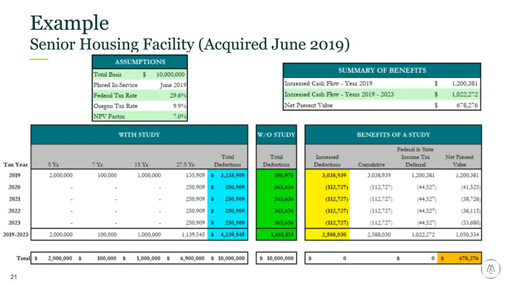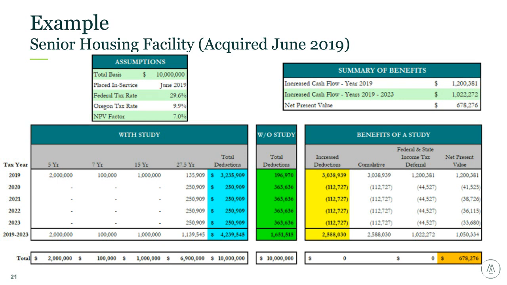Let's get into an example. So assume a senior housing facility that was purchased in June of 2019 with a total depreciable basis of $10 million. As I mentioned earlier, the depreciable life for a senior housing facility, which would be independent living, assisted living, and or memory care, that depreciable life for the building is 27.5 years.